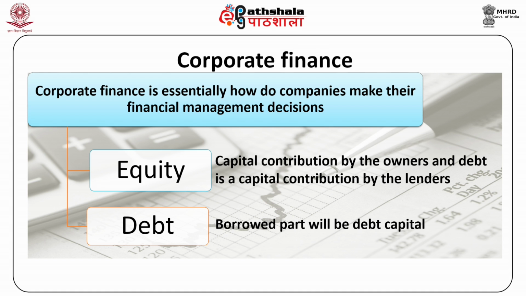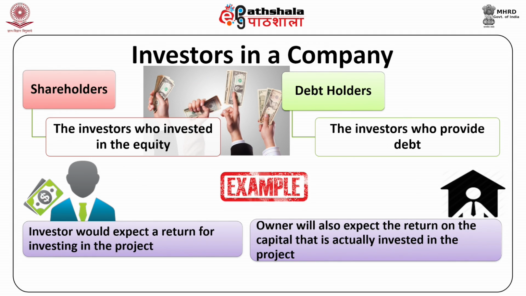In most circumstances, the owners might not be able to contribute the entire amount of the investment needed by the firm. And therefore, they will invest part of their contribution as sponsors' capital and the remaining borrowed amount will be the debt capital. Consequently, investors in a company can be of two types. First is the shareholders and second is the debt holders. The investors who invest in the equity are called shareholders and the investors who provide debt are called debt holders.